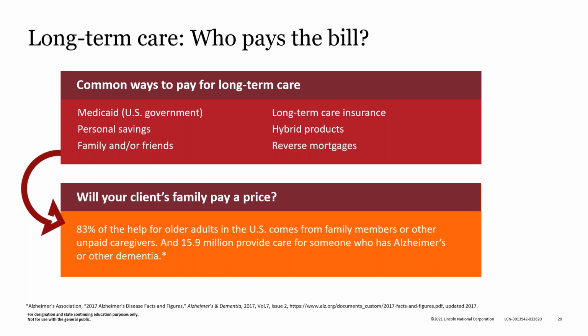How will your client's family pay a price? 83% of help for older adults in the US comes from family members or other unpaid caregivers. That number can be surprising, but it's often the default when people don't have a plan. So they haven't had a plan, they're forced to have loved ones, family members, or friends, or other unpaid caregivers provide that care. And 16 million provide care for someone who has Alzheimer's or other forms of dementia.